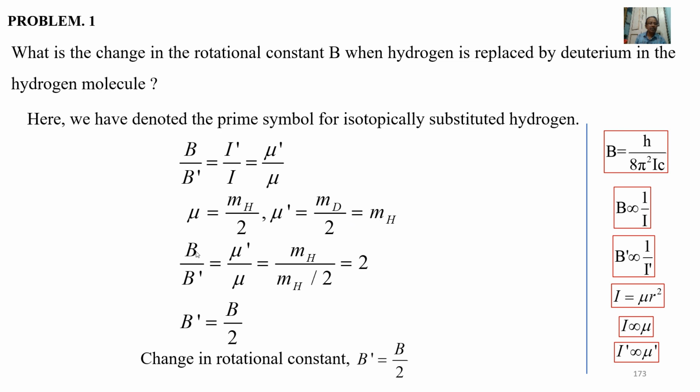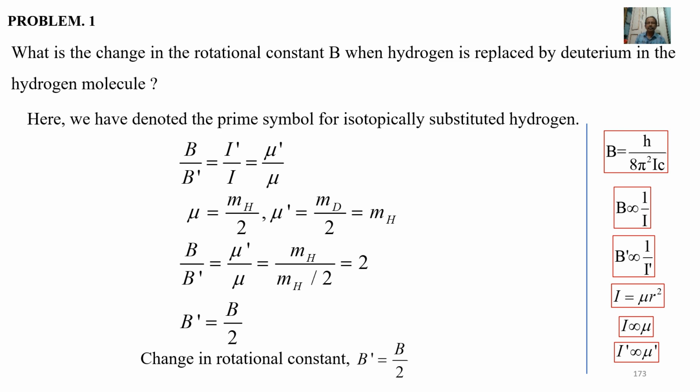So B divided by B dash equals mu dash divided by mu, which is equal to, for mu dash we can write mH, so mH divided by mu, which is mH divided by 2. This mH and this mH get cancelled. We have divided by 2, that will go to the numerator, which is nothing but 2. So B dash equals B divided by 2. So the change in rotational constant is nothing but B divided by 2.